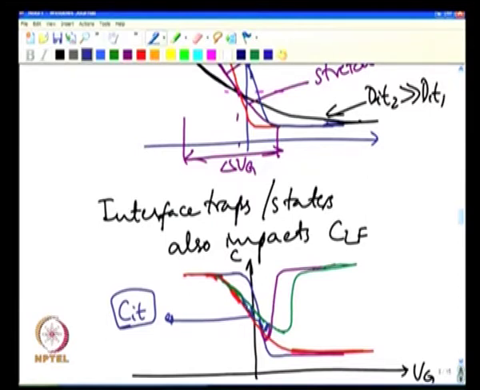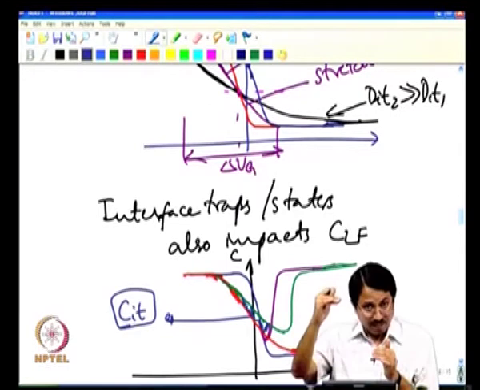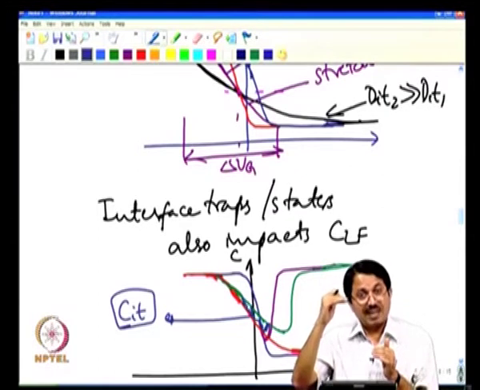So, this is a very interesting impact on low frequency in addition to the stretch out. Now, why did the stretch out happen? Again, you must understand this. When I went from this gate bias to this gate bias, remember exactly what the discussion we had in high frequency. I am giving enough time for that to settle down.